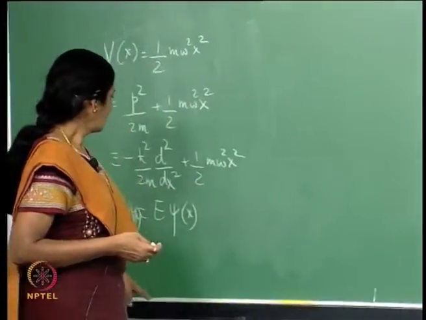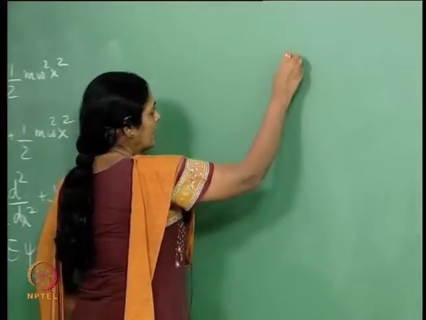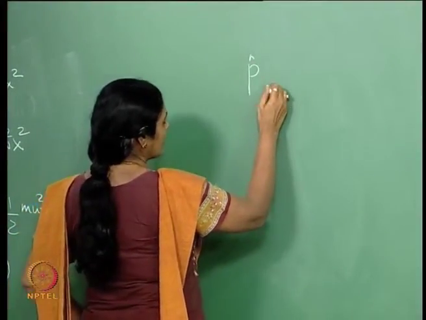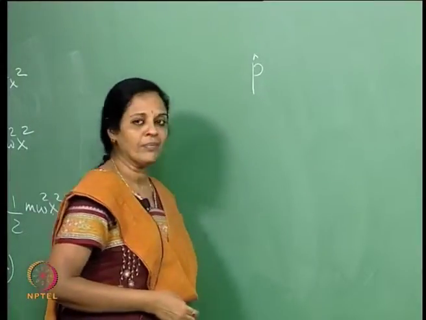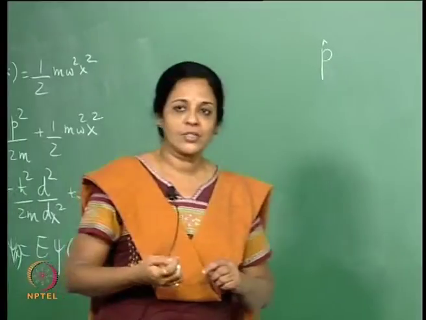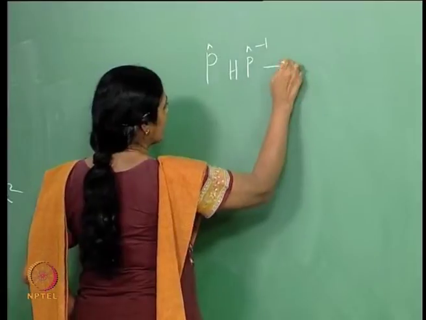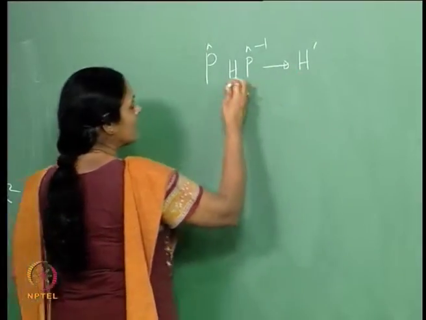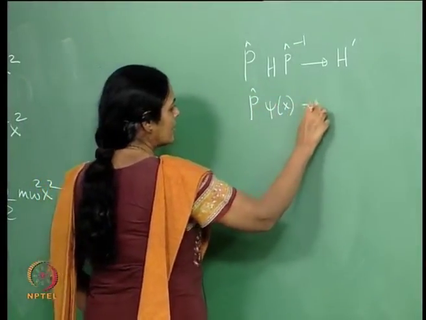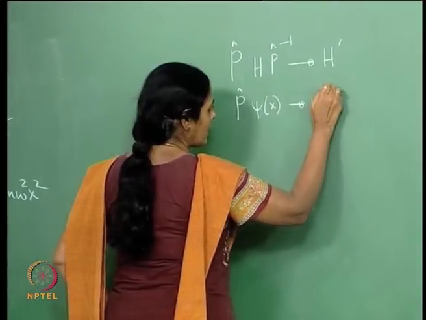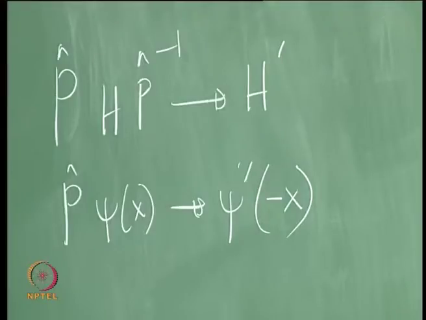And therefore, going back to my definition of the parity operator, this is an operator which takes x to minus x. It is a one-dimensional problem. It is a reflection operator which takes x to minus x. And like all operators, P h P inverse takes it to h prime, which is a new operator, and P psi of x takes it to psi prime of minus x, which is the new state or the new wave function.